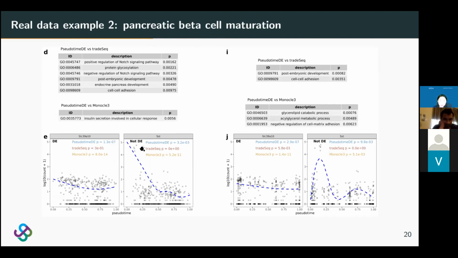Okay, here are some concrete examples to show, for a biologically known DE gene and a non-DE gene, what their p-values are. Okay, so let's first look at this one. For this DE gene that should be caught, if we look here, TradeSeq gave a very big p-value, 0.3, so it's going to miss it. But for pseudotime DE and Monocle 3, both give it a small p-value.